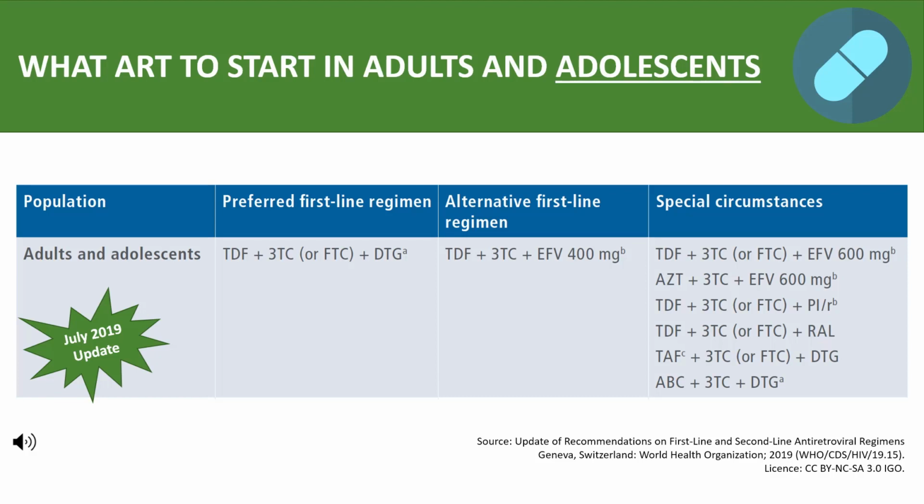Special situations in which other drugs may be considered include the non-availability of preferred and alternative first-line drugs, and the use of a boosted protease inhibitor instead of efavirenz, if the national prevalence of pretreatment resistance to efavirenz or nevirapine is 10% or higher and no other alternatives are available. TAF, or tenofovir alafenamide, may be considered as an alternative to TDF for people with established osteoporosis and/or impaired kidney function.